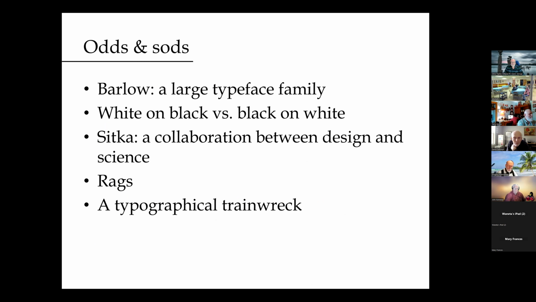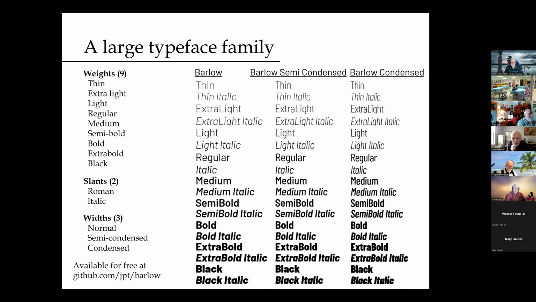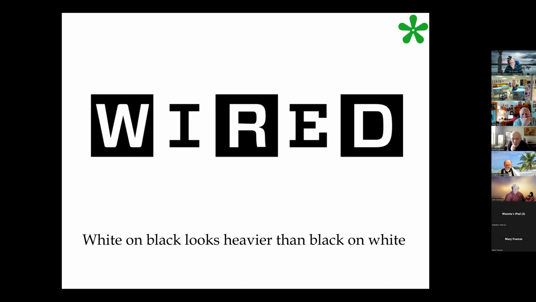Okay, here's some other odds and sods. So a large typeface family. So this is interesting. This is Barlow. You can get it for free at GitHub. And it actually is a huge number of font files. I think it's 54 different weights, slants, and widths on it. So you can really be particular on exactly how things look by choosing the appropriate characteristics. There's that thing of white on black looking heavier than black on white.